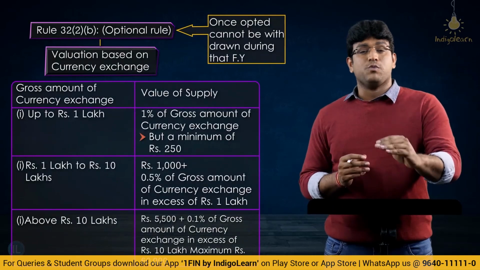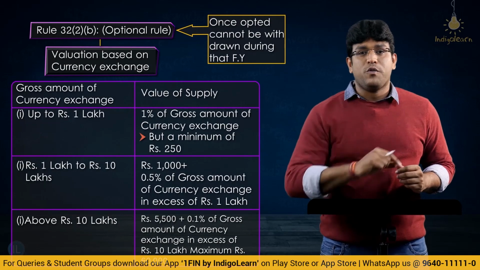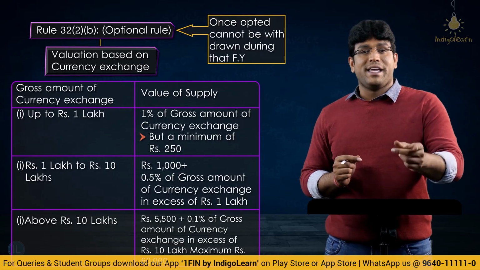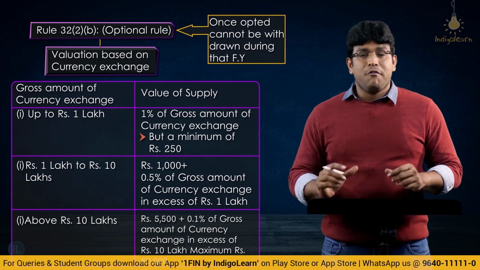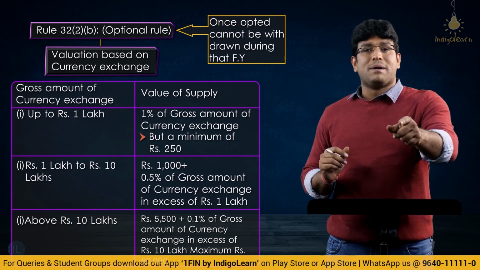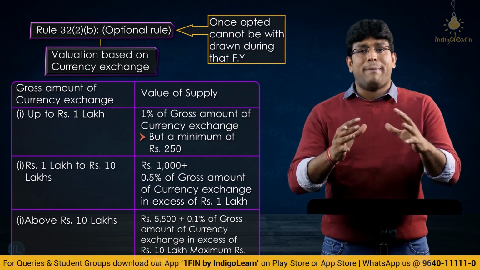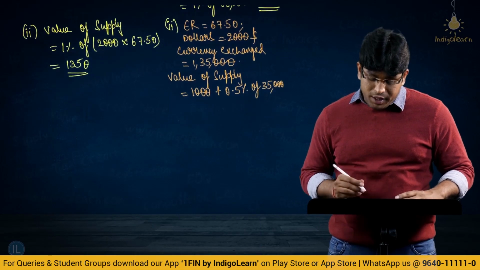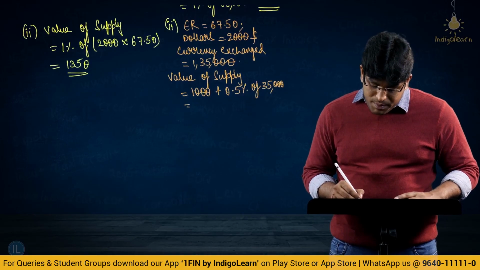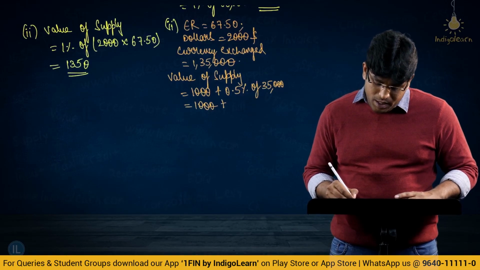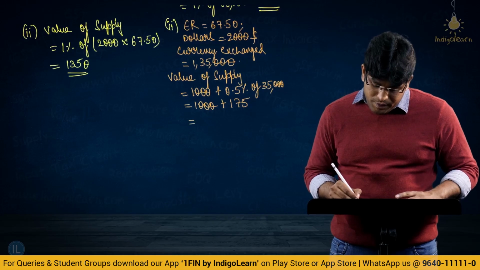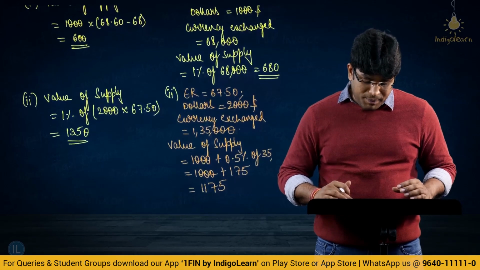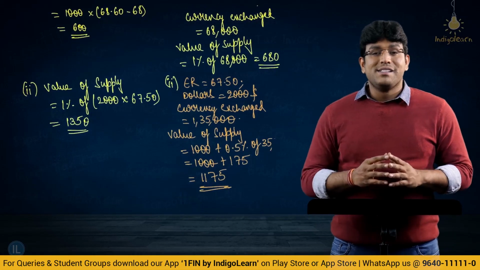Up to 1 lakh, it is 1% of currency exchange, minimum 250 rupees. 1 lakh to 10 lakhs, 1,000 plus 0.5% of currency exceeding 1 lakh. Above 10 lakhs, 5,500 plus 0.1% of amount exceeding 10 lakhs, maximum 60,000. So 1,000 plus 0.5% of 35,000 becomes 1,000 plus 175, which comes to 1,175. So my value of supply will turn out to be 1,175.